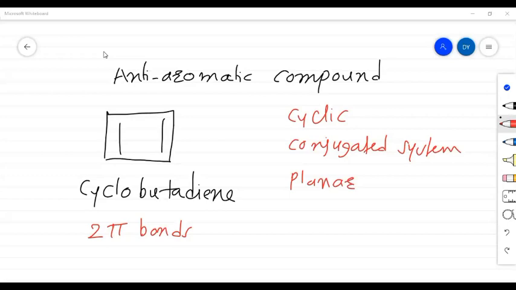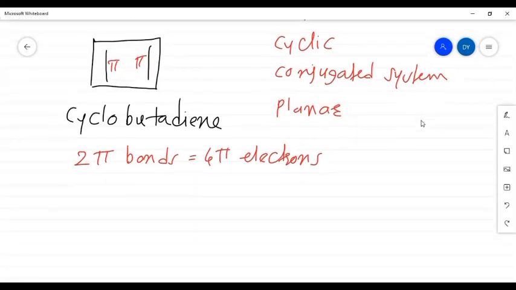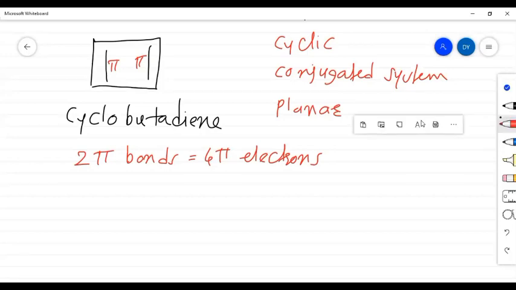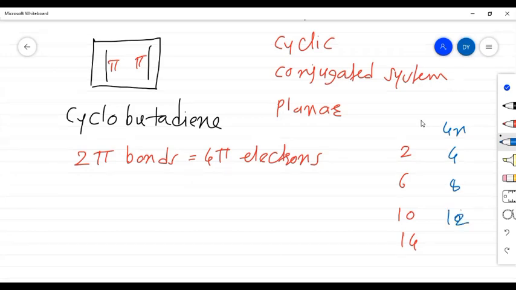Sorry students, there is one technical issue due to Wi-Fi. Now students, as I'm going to tell you, there are two pi bonds here. Two pi bonds means it contains four pi electrons, right? Now in Huckel's rule, we have 2, 6, 10, 14 electrons, right? But this cyclobutadiene contains 4 pi electrons. And these 4 pi electrons come in the 4n rule: 4, 8, 12, 16, etc. Right? So, 4. That's why it follows the 4n rule, not Huckel's rule of aromaticity.